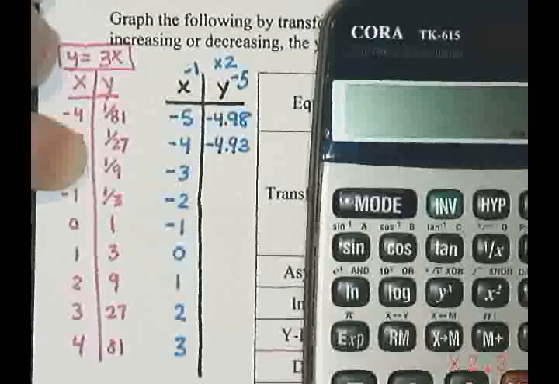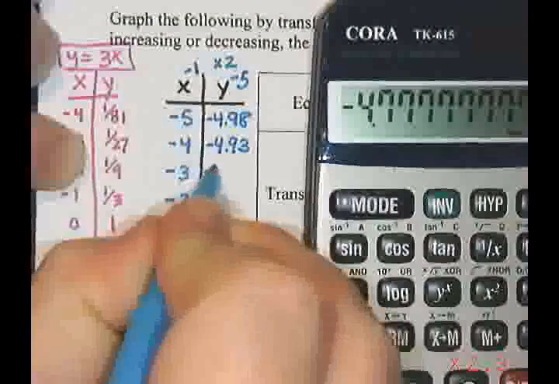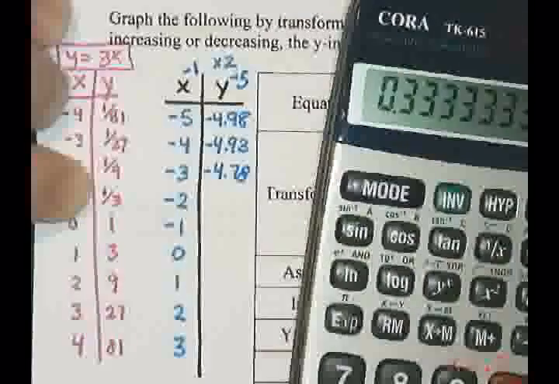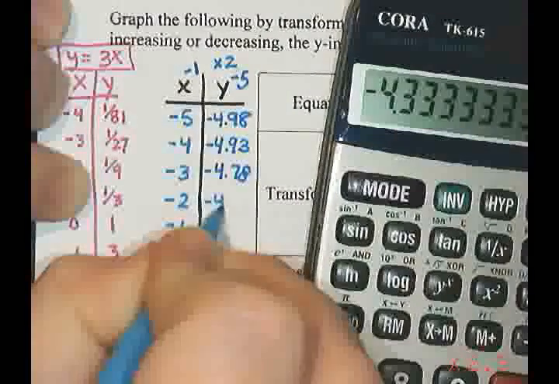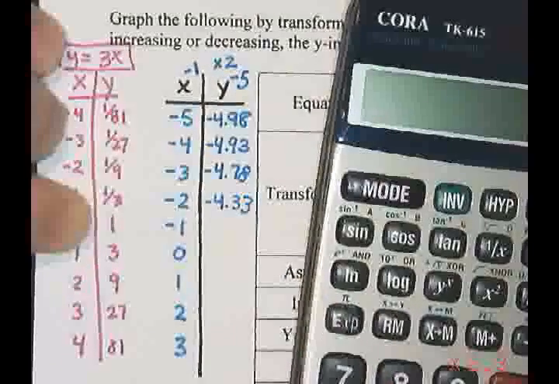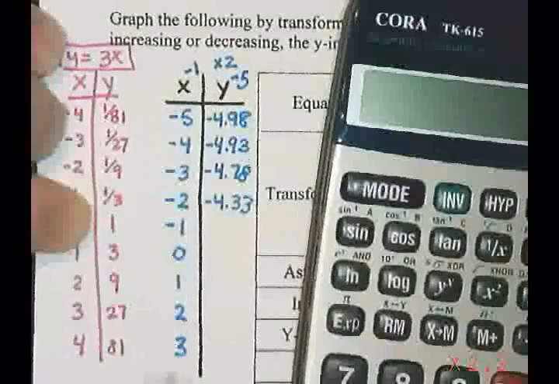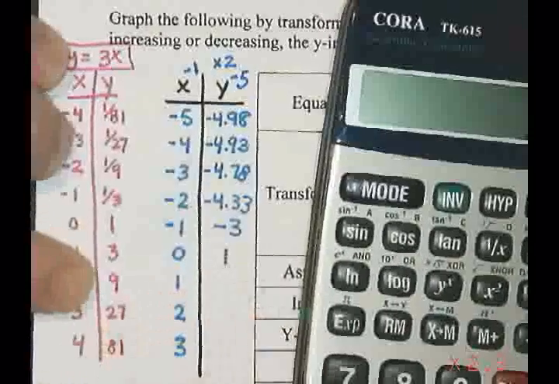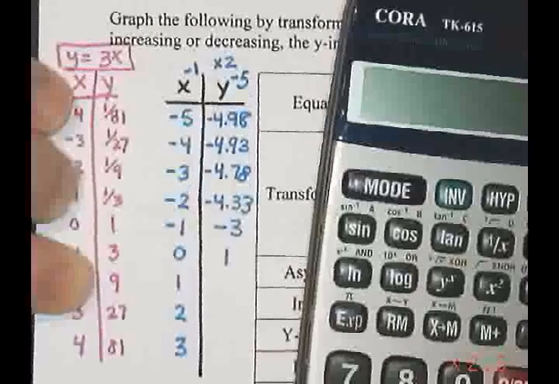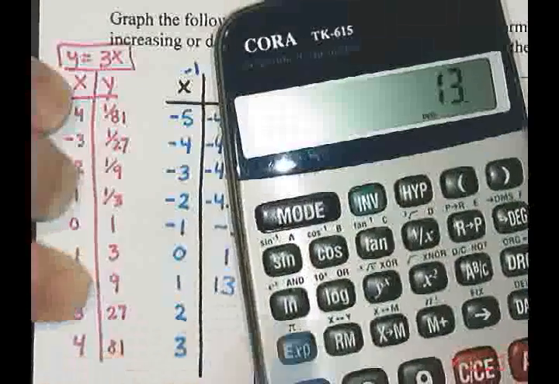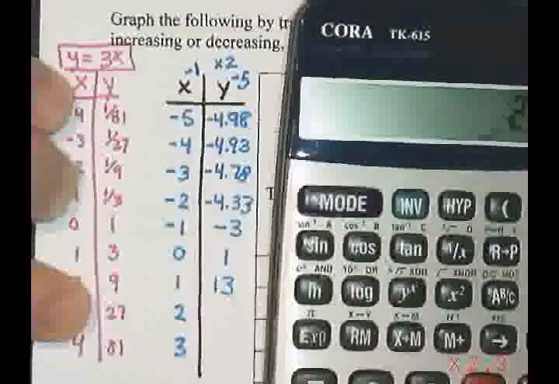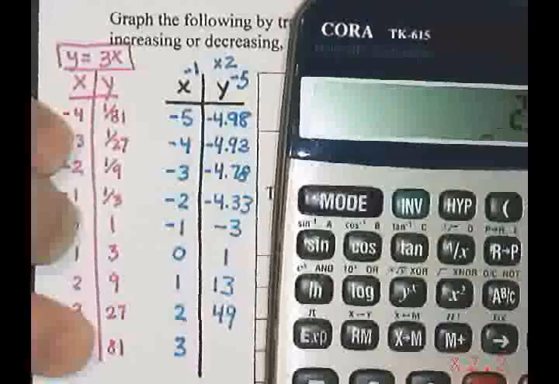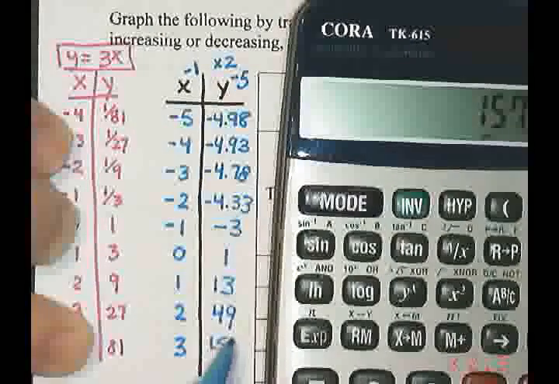1 divided by 9 times 2 minus 5 is -4.78. 1 divided by 3 times 2, take away 5, is -4.33. 1 times 2 minus 5 is -3. 3 times 2 minus 5 is 1. 9 times 2 minus 5, oh, you can't even see that, is 13. 27 times 2 minus 5 is 49. And 81 times 2 minus 5 is 157.